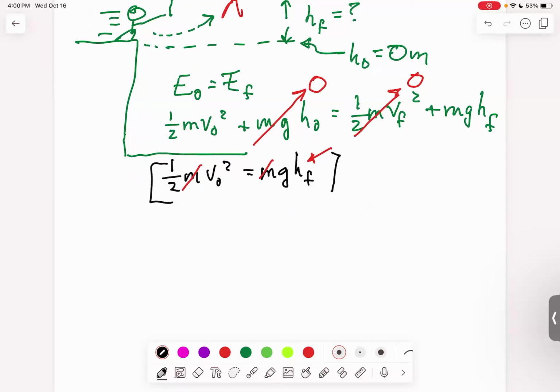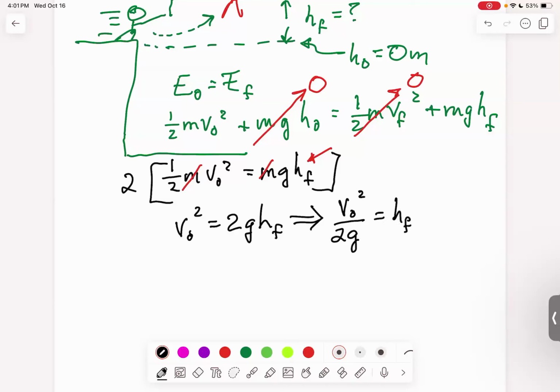So we multiply both sides by 2, and we'll get V naught squared is equal to 2gh final. And then now we'll divide both sides by 2g. And so H final, when we plug in, I won't bore you with plugging the values in, you will get is about 1.28 meters. I think 1.3 with 2 significant digits.